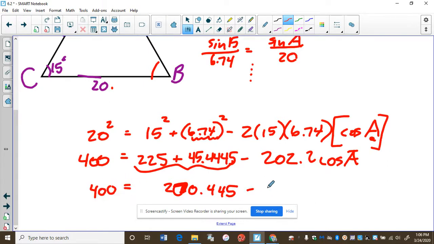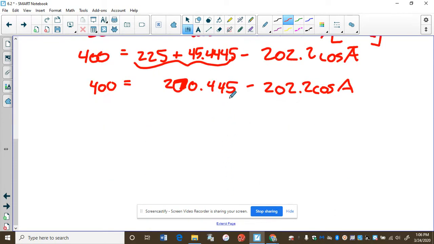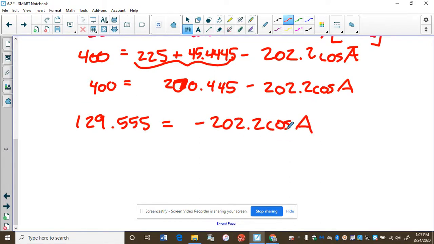Now, common mistake, pause here for a second. Common mistake for people is once they get to this point, people like to subtract these numbers. It happens more often than you think because you see these two numbers and you're like, oh, I'm going to subtract those now. You cannot subtract this from this because the cosine of A is attached to that. So speaking clearly, these are not like terms. This has a cosine A attached to it. This doesn't. So best I can do here is subtract this over to the other side. We're going to get 129.555, which is equal to negative 202.2 times the cosine of A. Now, if I'm isolating this trigonometric package, I would have to divide by negative 202.2.